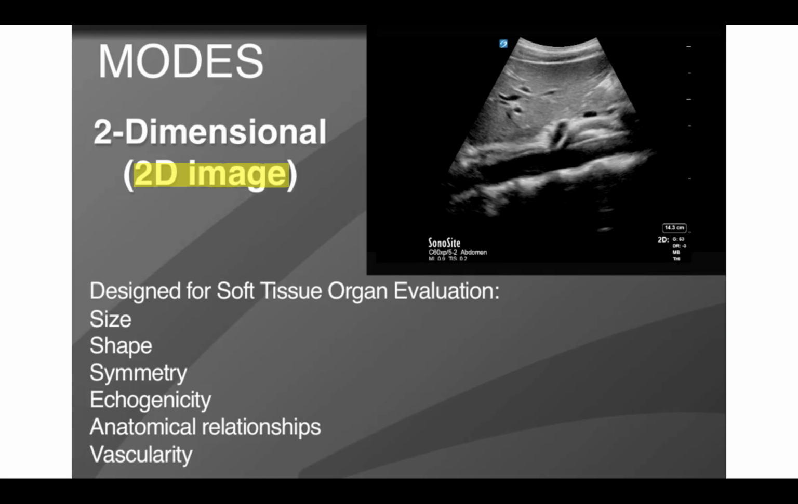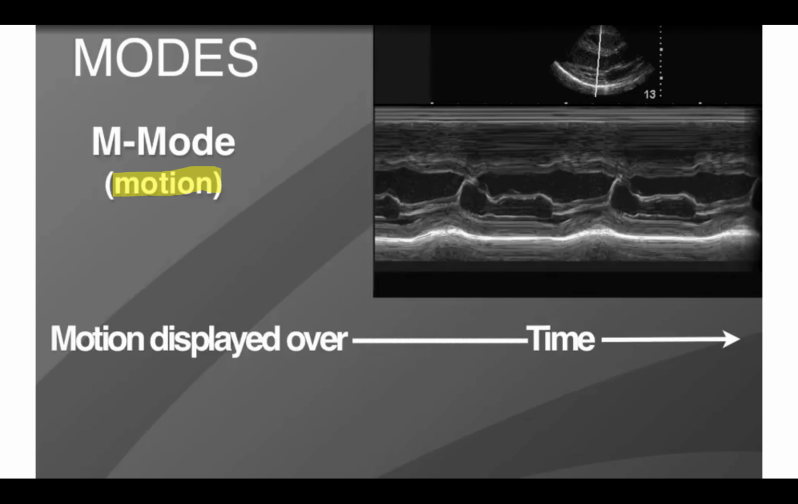So there are many modes of ultrasound. Most commonly, we will be using 2D image or two-dimensional mode that gives us this two-dimensional picture. It's designed for soft tissue organ evaluation, such as size, shape, symmetry, echogenicity, anatomical relationship, and vascularity. Another useful mode is M mode. M here stands for motion.